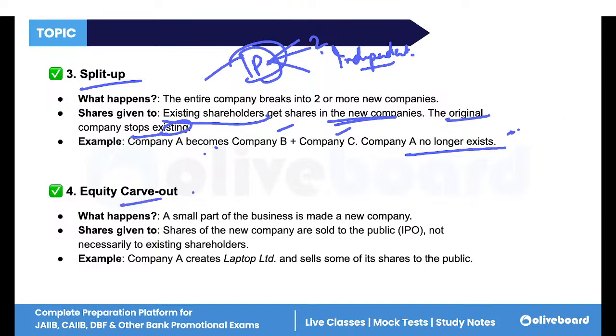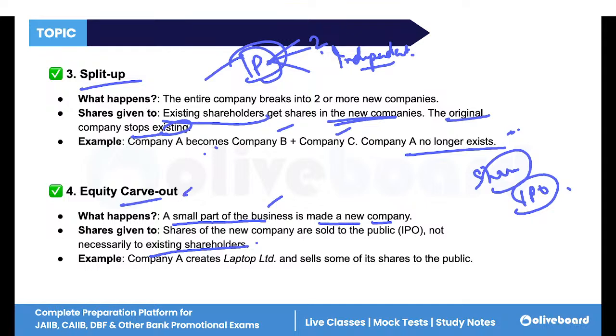Now what is equity carve out? Again, a small part of the business is made into a new company. If I say I have my company, it is the shares of my subsidiary company rather than my parent company, and the shares are sold at IPO, not necessarily to my existing shareholders. So in equity carve out, I take money from you by selling the shares of my subsidiary company rather than my parent company, and the shares of my new company are sold at IPO, not to my existing shareholders. That is equity carve out.